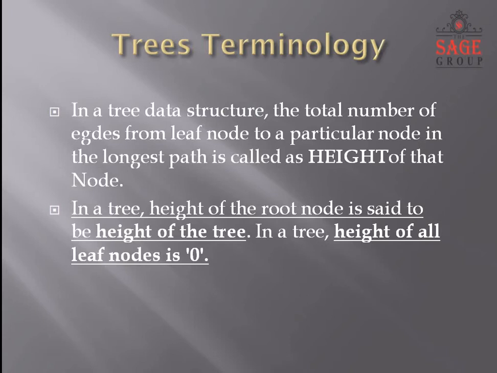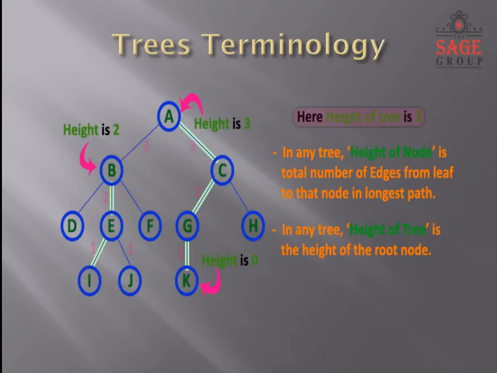The height of all the leaf nodes is 0 because we are measuring the height from the leaf nodes. Whatever is the height of your root from the leaves on the longest path, that is known as the height of the tree. So, see here in this example, if I talk in terms of node B, B is connected to 2 leaves I and J, and if I count the edges from I to B, it is 2. So, the height of B is 2 on the longest path.